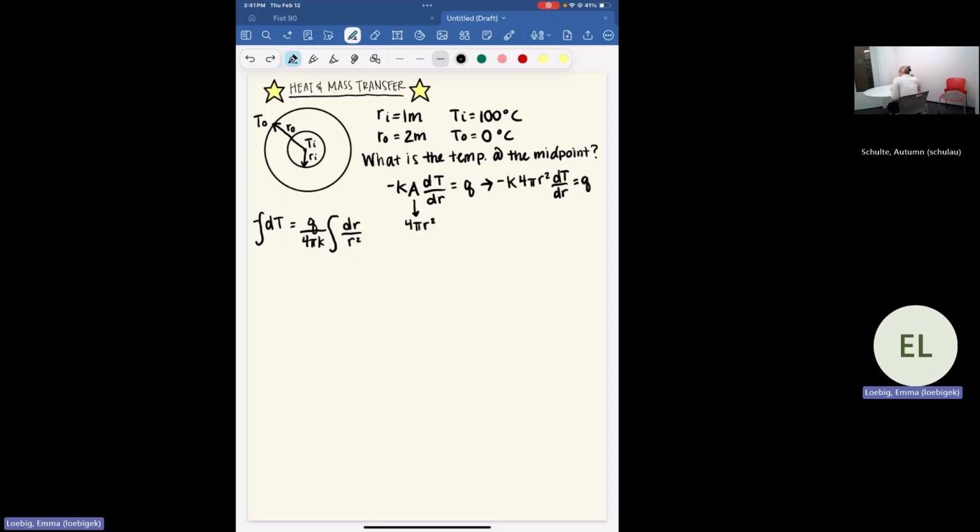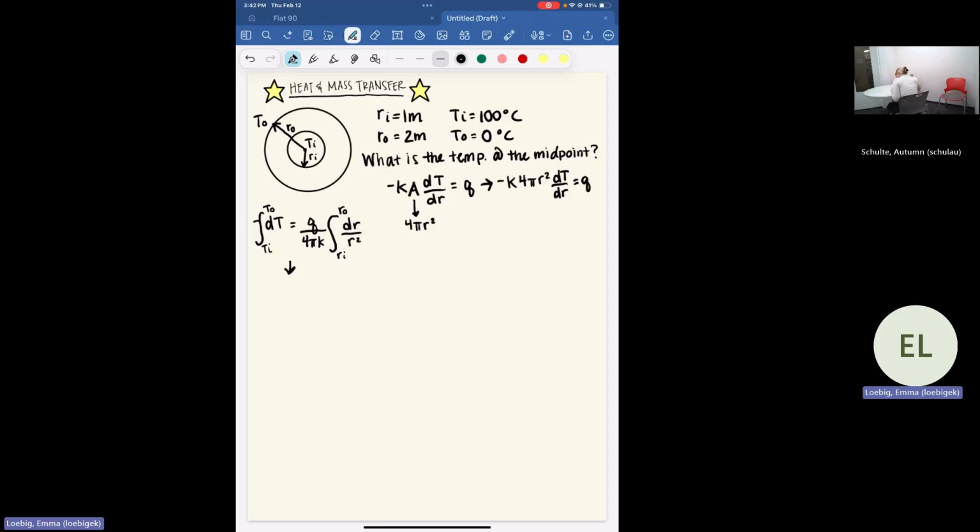Now we must establish some bounds for this problem. Do we want our integral to go from the inner temperature and inner radius to the outer temperature and outer radius, or vice versa? Well, for this example, I am going to go from the inner temperature to the outer temperature, and to keep it consistent on the right side, we must go from the inner radius to our outer radius.